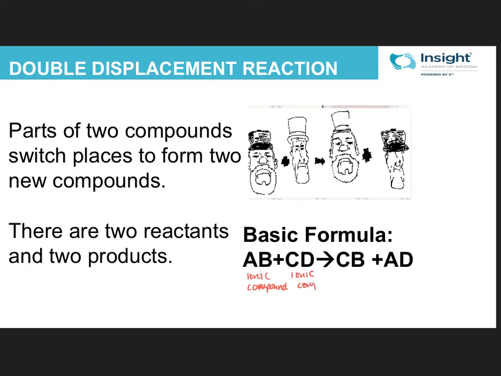All right, and what happens is the metals displace each other. All right, you always write the metal element first, so you can see A and C switch spots. Now C is attached to B and A is attached to D. All right, so you start with two ionic compounds and then their metals switch to form two more ionic compounds.